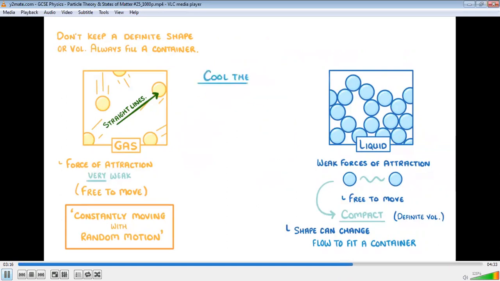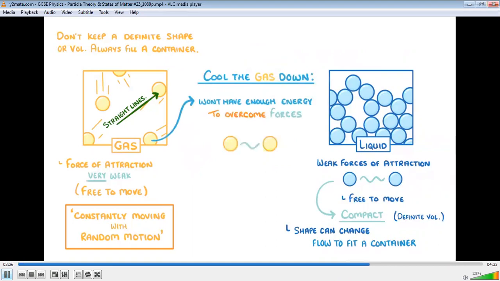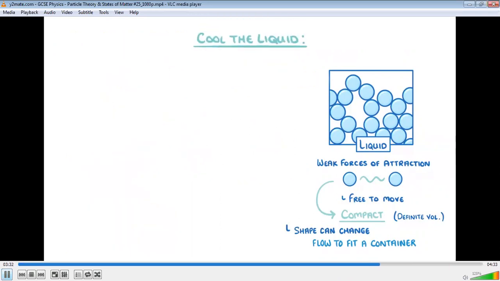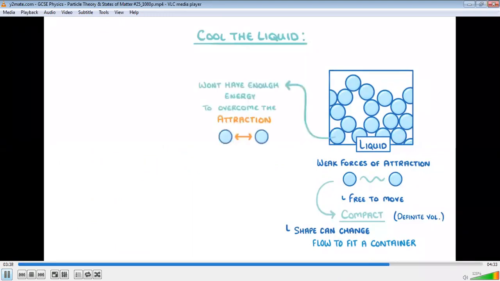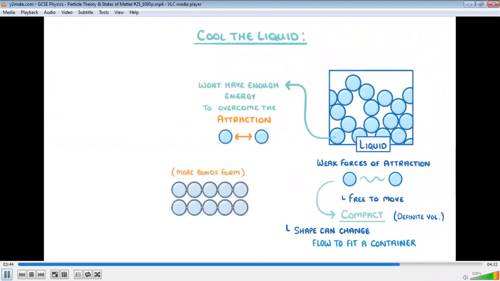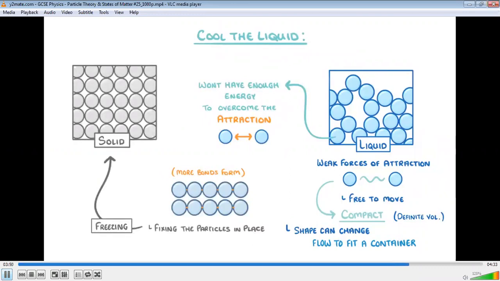On the other hand, if we cool the gas down enough, then the particles won't have enough energy to overcome those forces of attraction between them. And so bonds will start to form between the particles, condensing the gas into a liquid. As we cool down the liquid even further, the same thing happens. The particles won't have enough energy to overcome the attraction between the molecules. And this time, even more bonds form, fixing the particles in place and freezing the liquid into a solid.